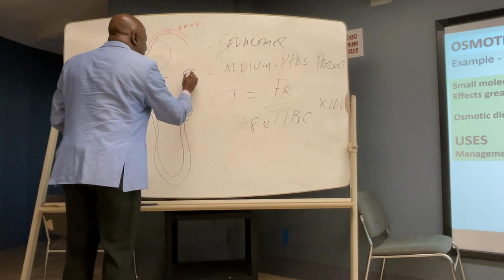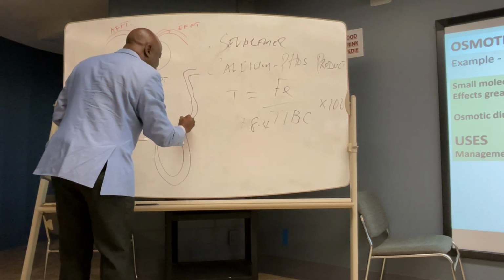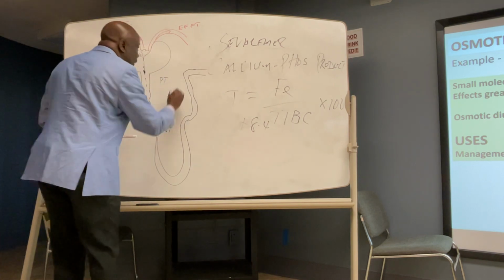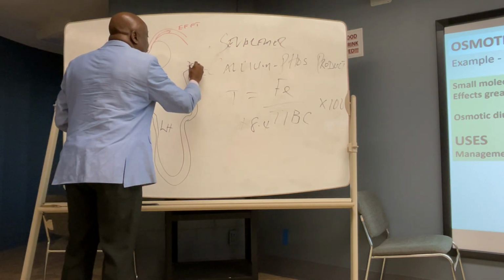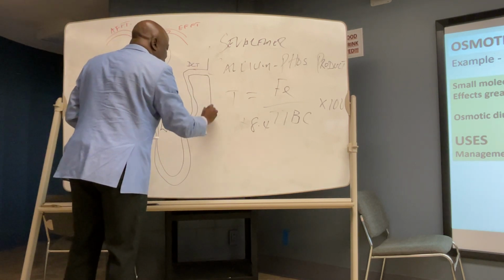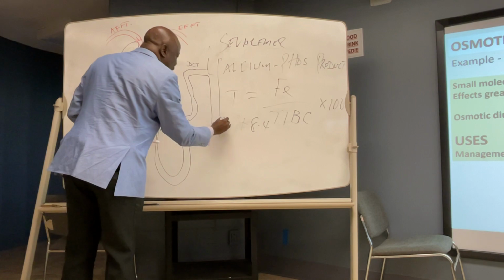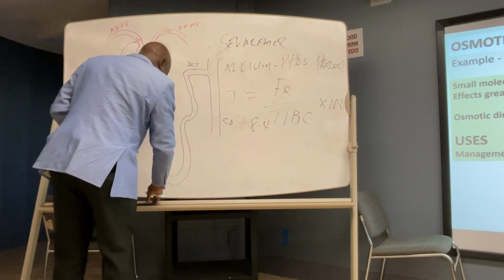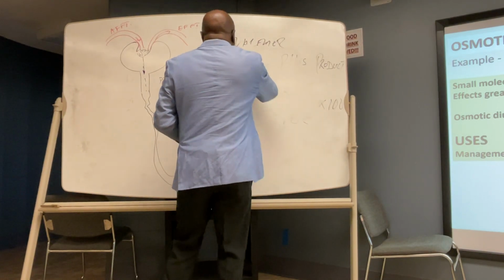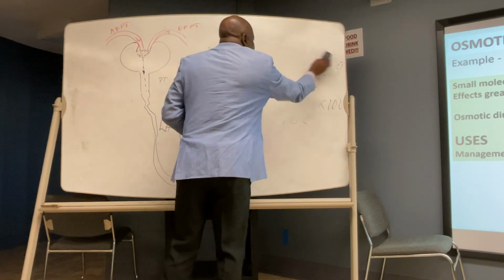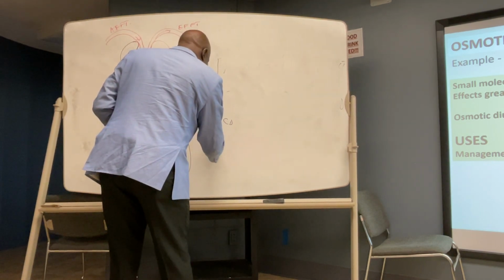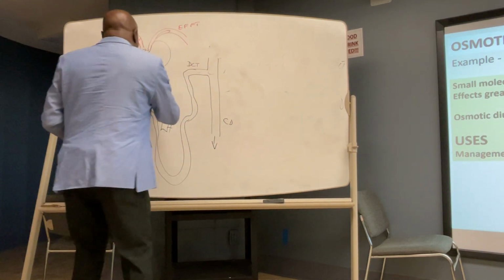And this one feeds into the, so this is the loop of Henle. This should feed into the distal convoluted tubule, and this will go into the collecting duct. And from this, the urine that is formed is passed out. Okay?